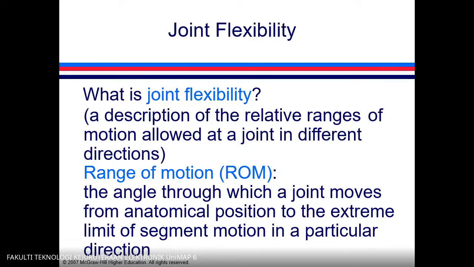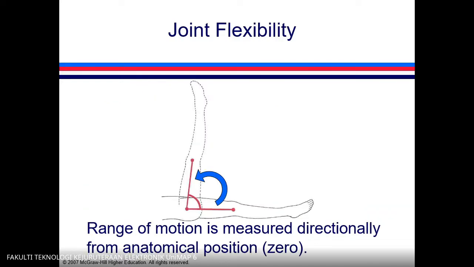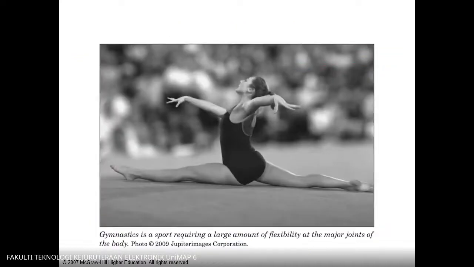Mostly, we can see that a gymnast will have a high range of motion compared to footballers or any other sports. So that is related to joint flexibility. That is an example of range of motion that we can measure from the anatomical position. Okay, so that is a gymnast.